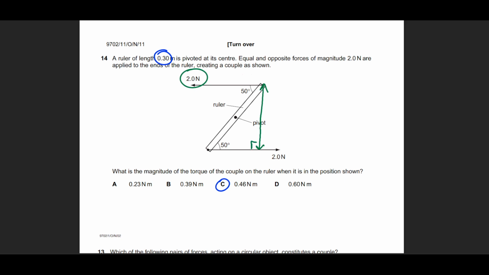So now we know that this is a right angle triangle, right? If you want to find out this distance and you have the total hypotenuse over here, that is 0.3 meters, we can find out that this angle will be actually a component of sine.